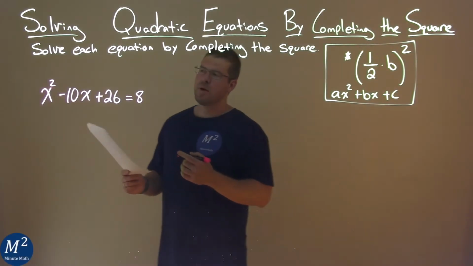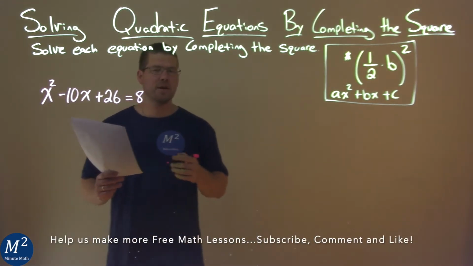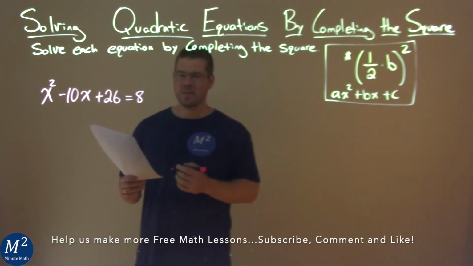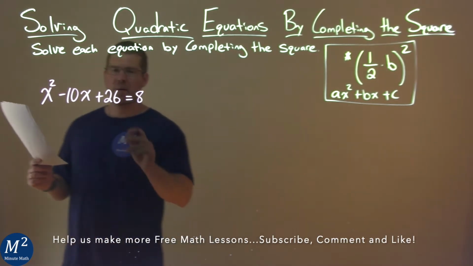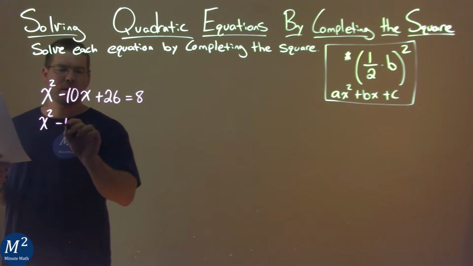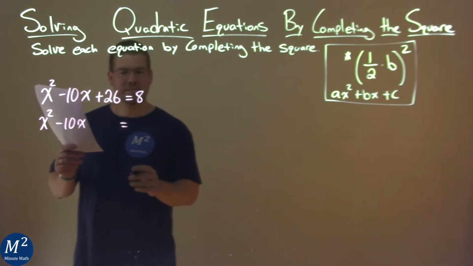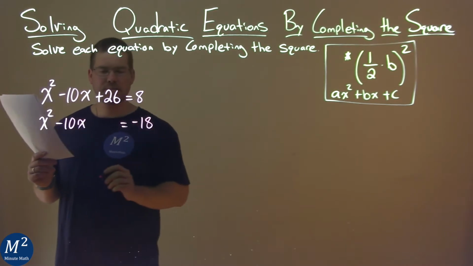We're given this problem right here. x squared minus 10x plus 26 equals 8, and we need to solve this by completing the square. First step is I'm going to subtract a 26 from both sides of the equation. So we have x squared minus 10x, and I'll leave a space here. And then 8 minus 26 is a negative 18.